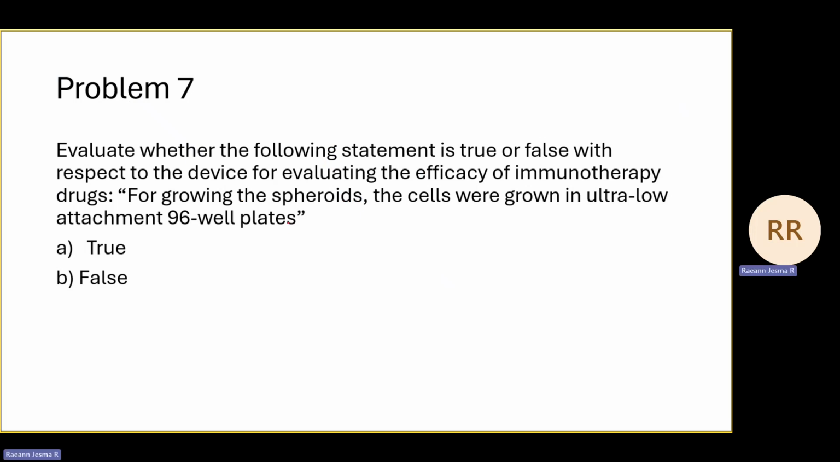Okay, now let us see problem 7. Evaluate whether the following statement is true or false with respect to the device for evaluating the efficacy of immunotherapy drugs. For growing the spheroids, the cells were grown in ultra low attachment 96 well plates. Is this true or false? So this is a question from the lecture. It's a direct question. You can just answer it.